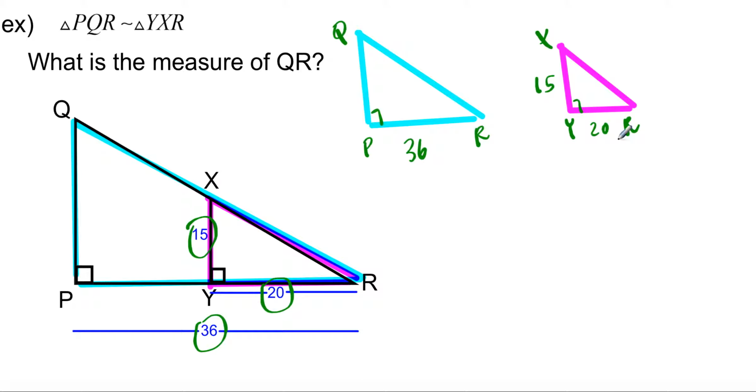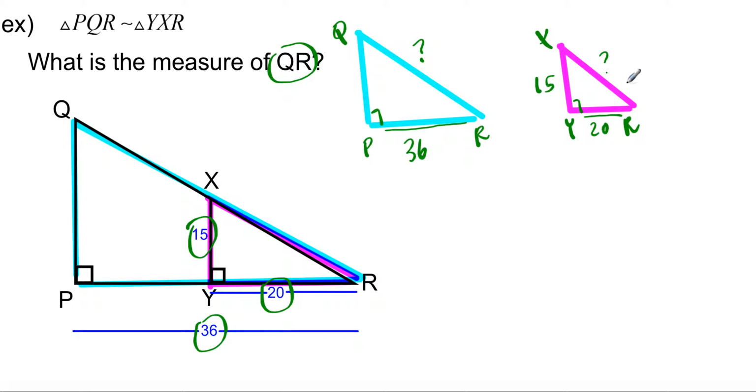Now, here's the second curveball. The corresponding sides, PR, this one's right here, corresponds to YR. That's great. But what we're looking for is the measure of QR. So we're looking for the hypotenuse piece. And over here, I don't have the hypotenuse piece. And the hypotenuses have to correspond. So this just turned into a two-step problem.